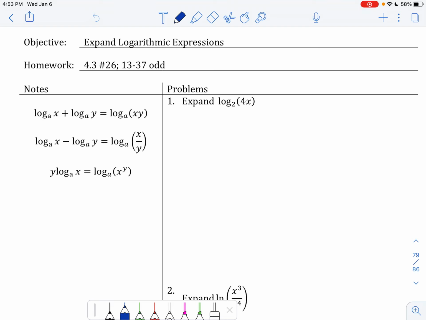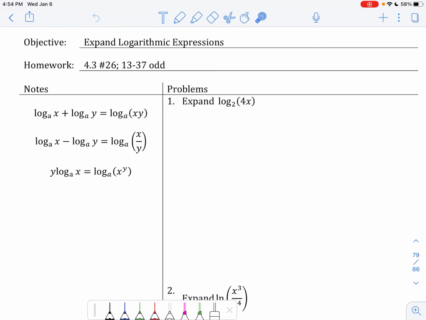So our first lesson right here, get yourself ready for notes, and we're going to talk about expanding logarithmic expressions. So we're going to stay in 4.3, same as last Thursday, and we're going to continue using these formulas. So get yourself ready for notes, and we're going to get started.